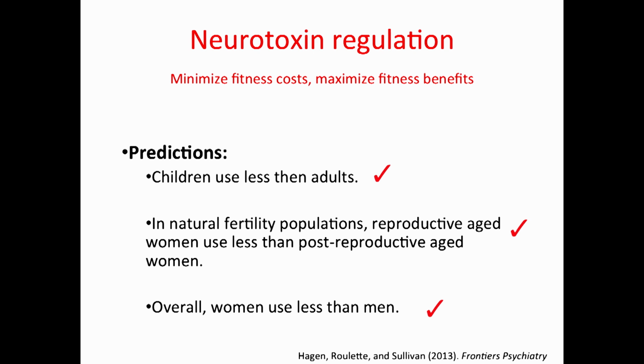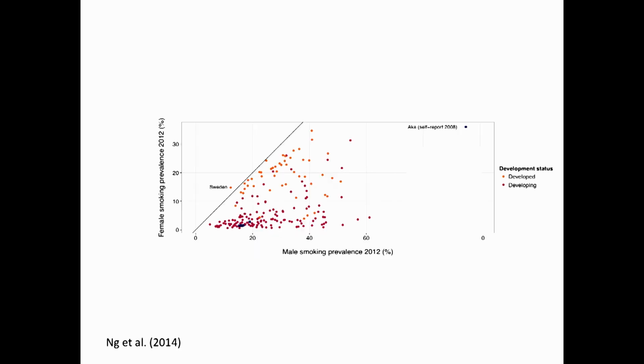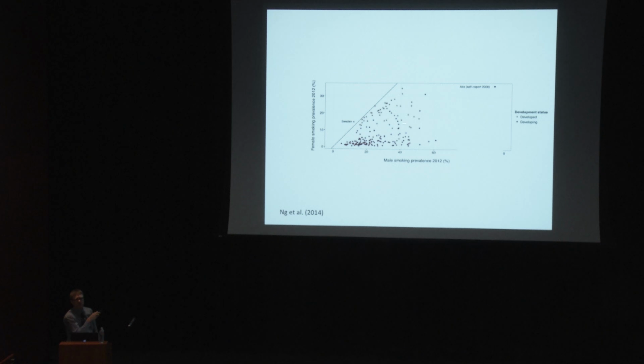Now, this is just looking back retrospectively at that data. It's not a good test of that hypothesis, but I just want to look again at this figure showing male and female smoking prevalence, and now highlight the difference between developing countries, which most of them are down here, with very low prevalences for women, and developed countries, which are more over here. Still more men smoke, but females have higher rates in developed countries.